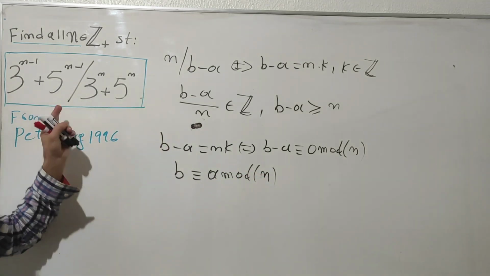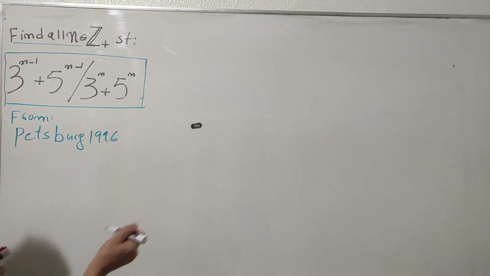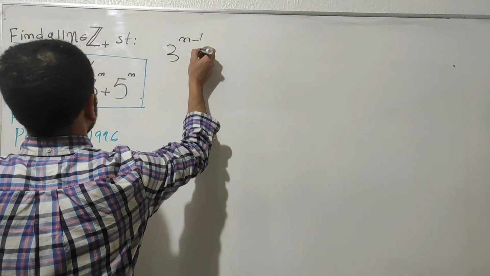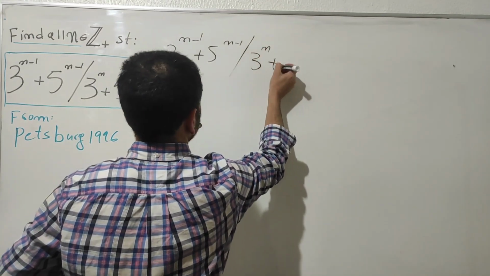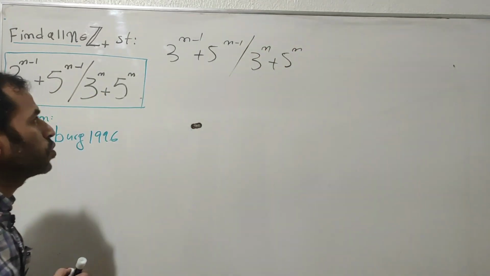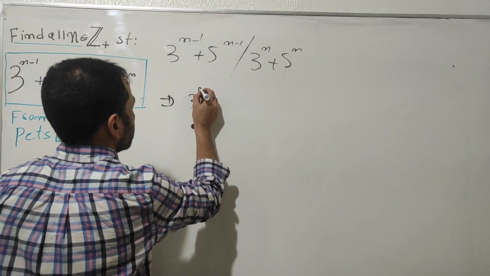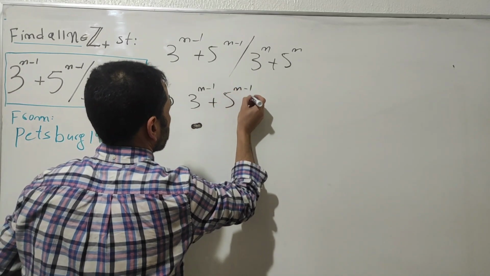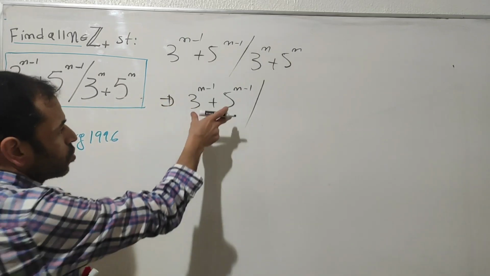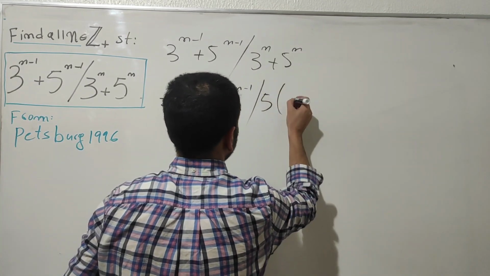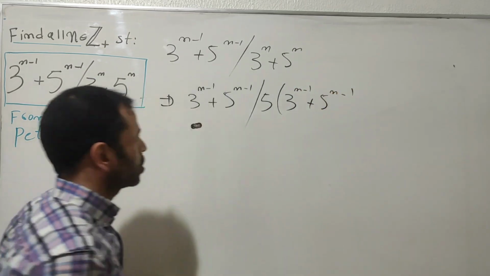Now let's get rid of this and go ahead to our problem. We say 3^(n-1) + 5^(n-1) divides 3^n + 5^n. I'm going to use a nice trick here. If you pick up a nice observation, this term is going to divide 5 times the same term, 3^(n-1) + 5^(n-1). It's more simple.